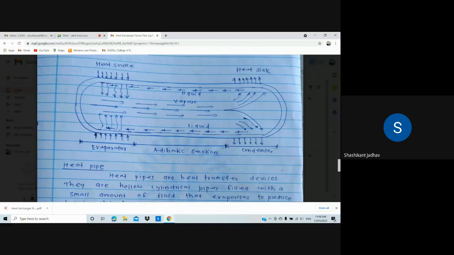Okay, so in between this evaporator and condenser section there is an adiabatic section. So what is meant by adiabatic section? There, insulation is applied on the pipe.